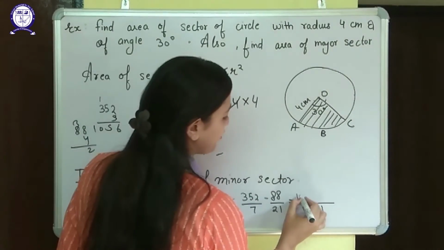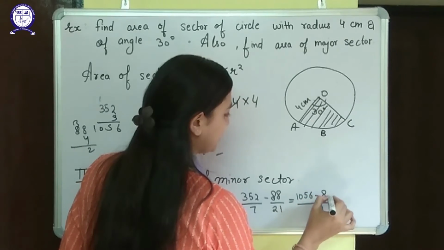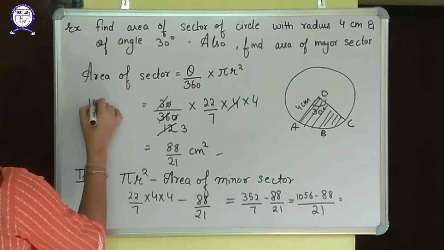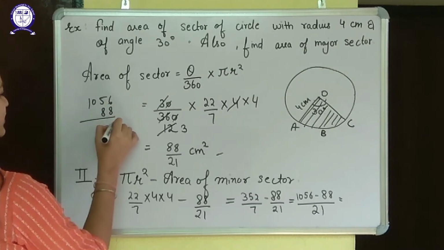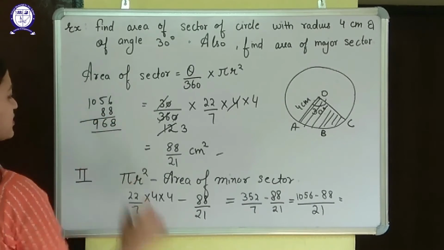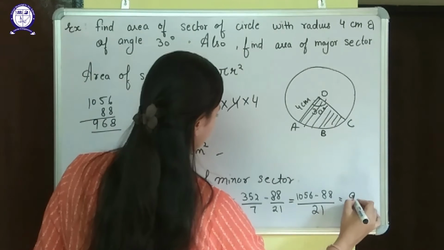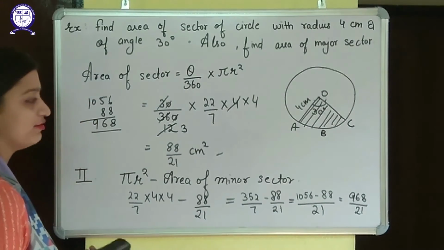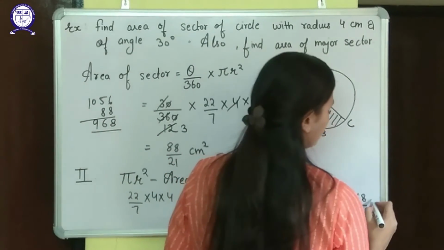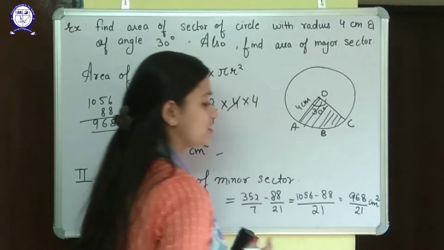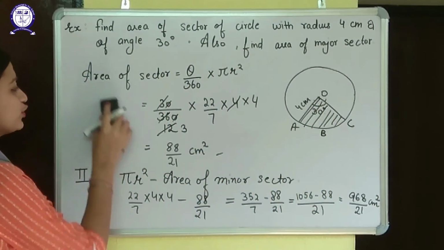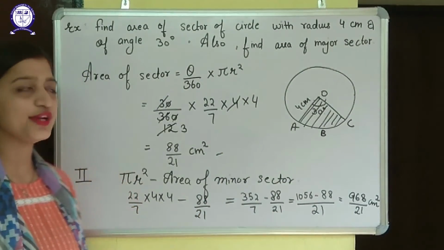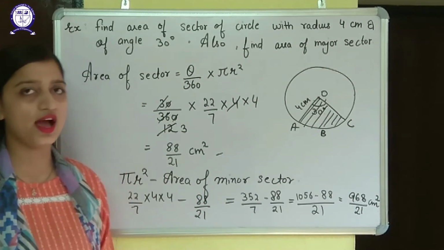It will be 1056 minus 88. So let's subtract them: 1056 minus 88 will be 968 upon 21. So my answer will be 968 centimeter square, because this is the area. Okay, this is the way of doing the question of major sector: first of all find the minor sector and subtract it from the complete area, pi r square.